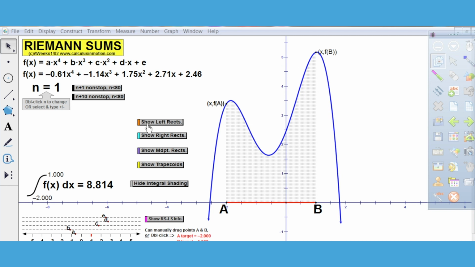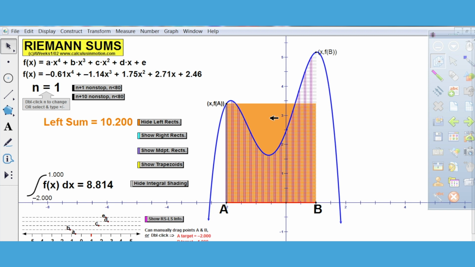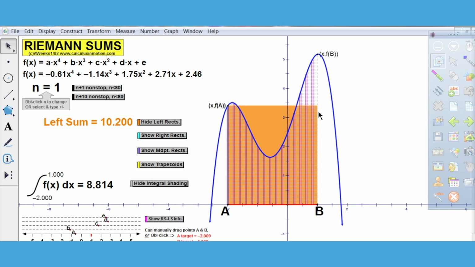Let's look at the area from A to B if we do left rectangles. Just one. That's not very good at all. There's a whole bunch of the area that's not under the curve. It's all right here, right? And then I didn't get this, and this is just not very good.